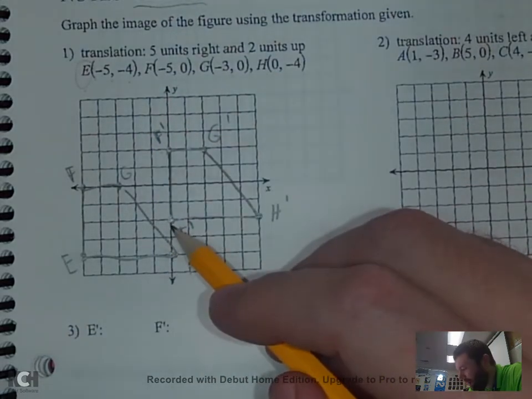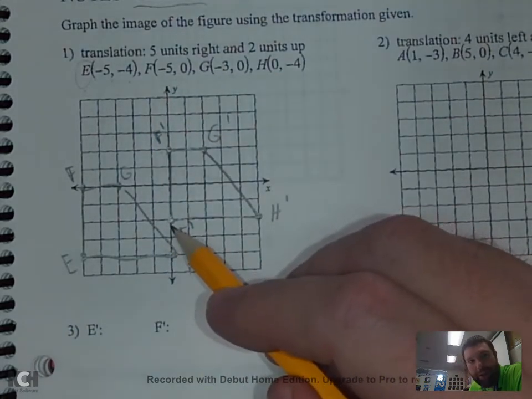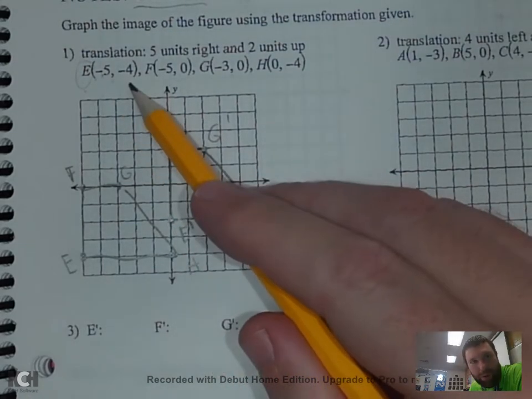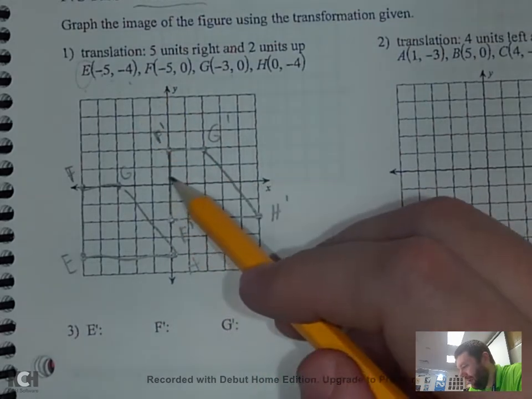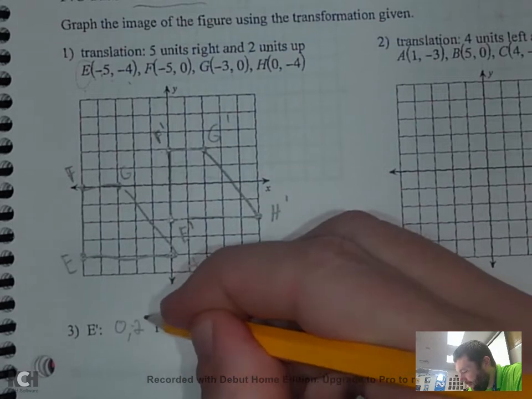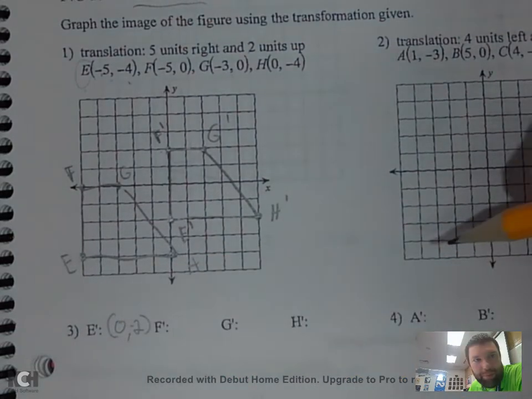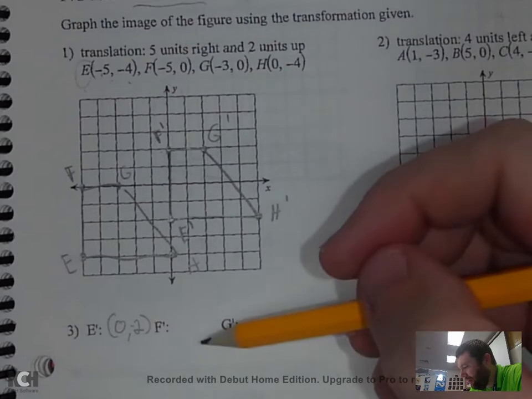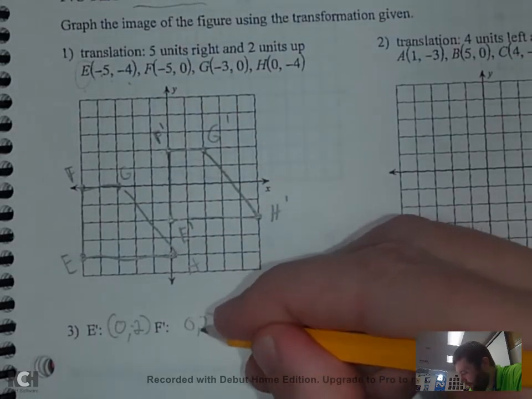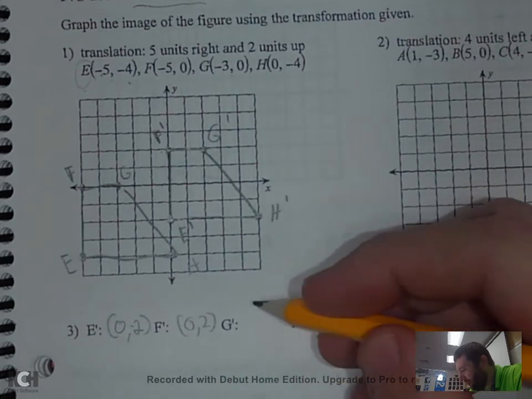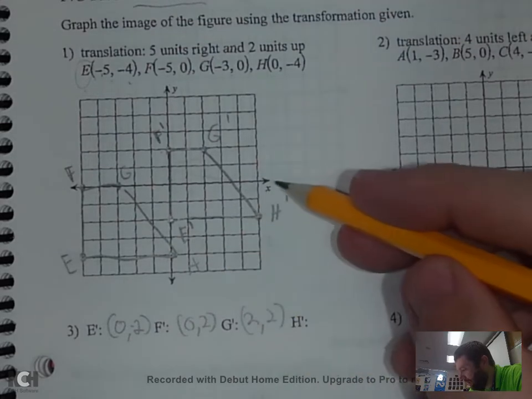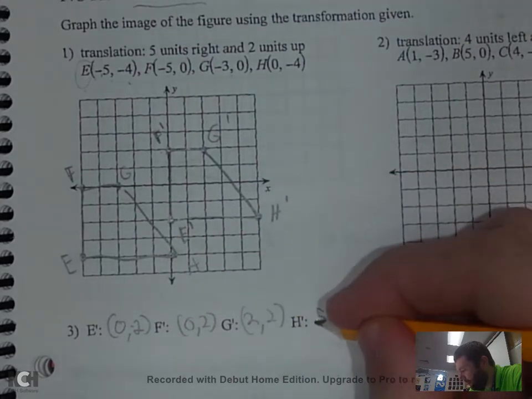So I could look at the graph and figure out the points from that. Or I could just do -5 plus 5 is 0, and -4 plus 2 is -2. And that's what this is, right? 0, -2. So 0, -2 would be the new E prime. Okay, a little apostrophe symbol there. F prime would be 0, 2. G prime is 2, 2. And H prime is 5, -2.